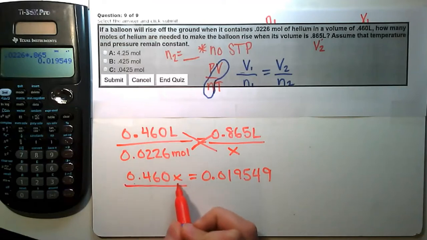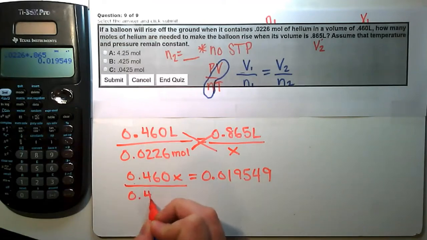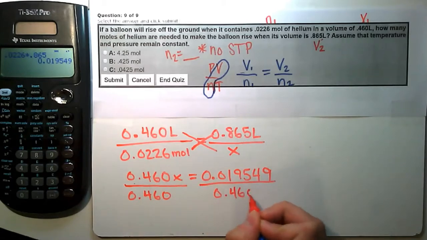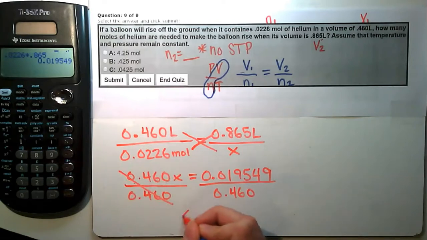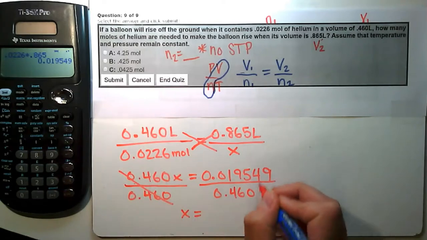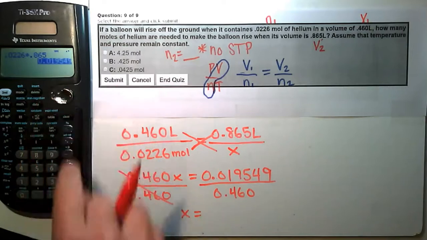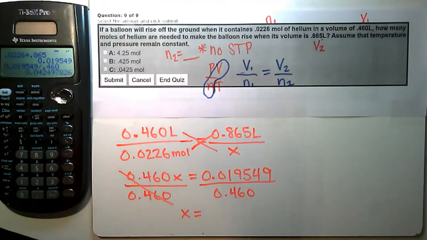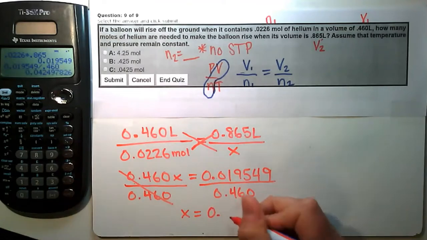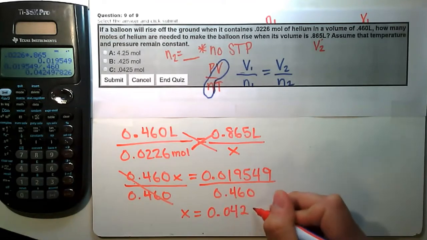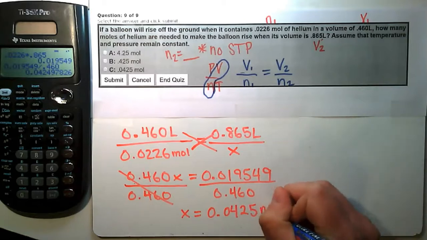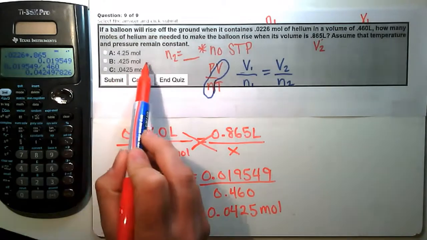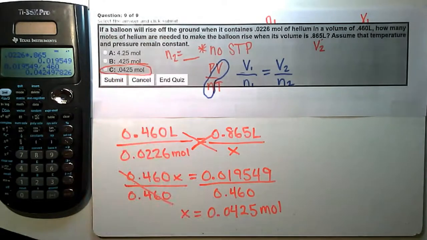So last but not least, to isolate X, I'm going to divide by 0.460, and I'm going to do that on both sides. So these cancel out. We're just left with X equals whatever this division problem is. So this divided by 0.460 gives us 0.0425 moles. So let's look for that answer up above. 0.0425 is letter C exactly. So that is our answer to number 9.